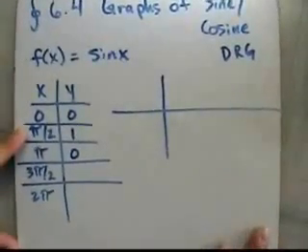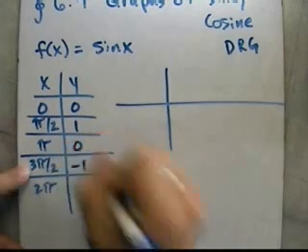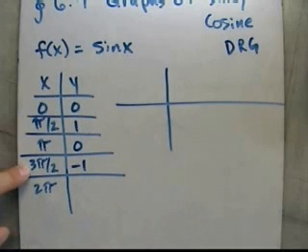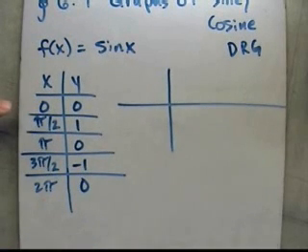Okay, so back to this. We got 3 pi over 2, so let's do sine of 3 pi over 2. Ooh, negative 1. Okay, I'm going to put that in there. And 0. So then the last one, 2 pi. Well, 2 pi and 0 are the same spot as far as the circle goes, right? 0 and 2 pi, you start repeating yourself.